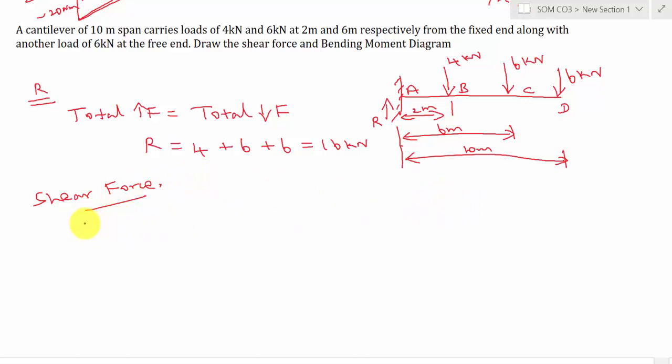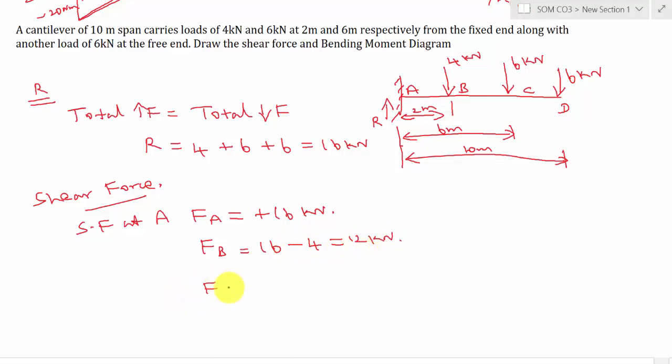So the shear force at A, FA, is equal to, at point A, a force R is acting in the upward direction. So it is plus 16 kilonewton. Then at point B, already we have a shear force of 16 kilonewton acting in the upward direction, and another load of 4 kilonewton is acting in the downward direction. So it is 16 minus 4, equal to 12 kilonewton.